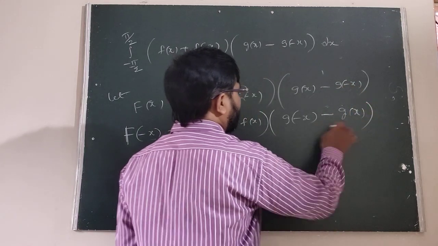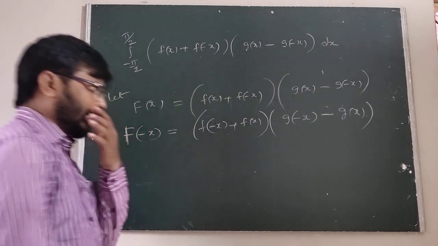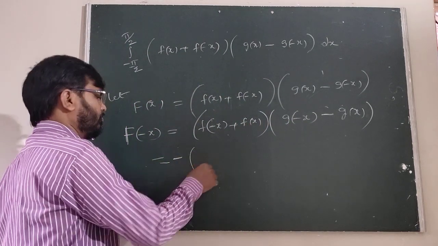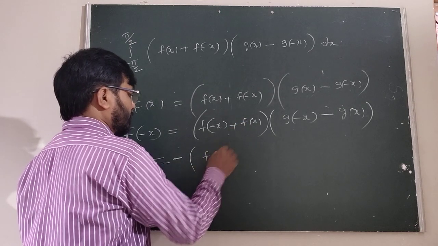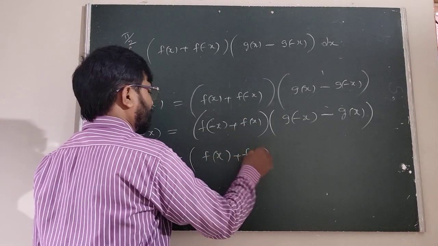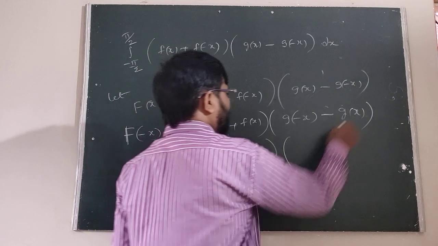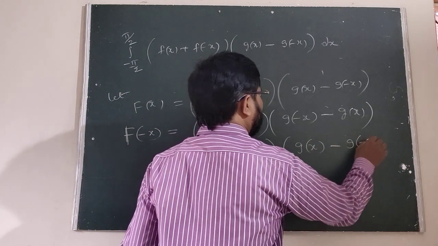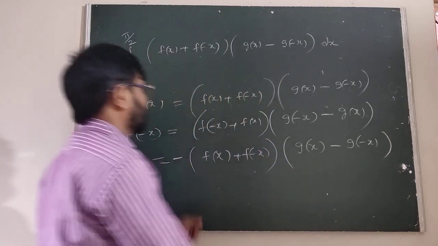Now we have to take the common factor in the second bracket. When we take the common factor in the second bracket, that is minus, we can write first f of x plus f of minus x, and when we take the minus, it is g of x minus g of minus x.